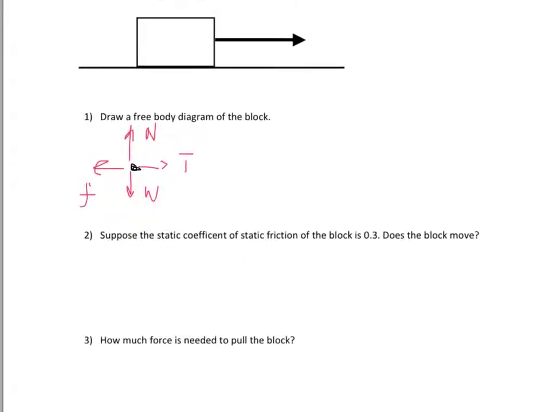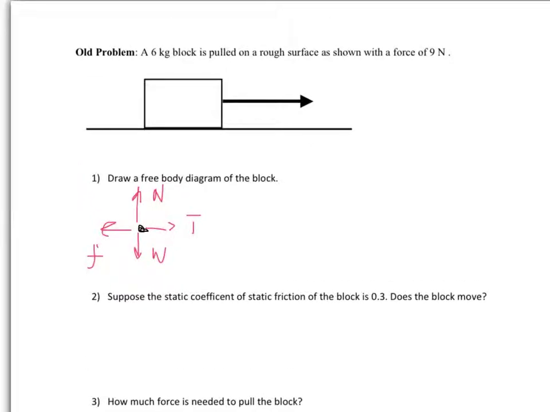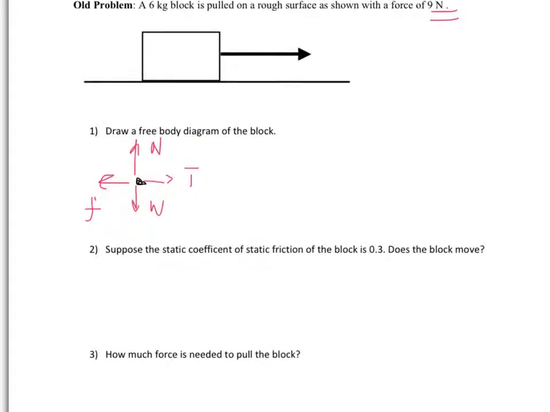And just to remind ourselves, we're pulling with a force of 9 newtons. So if our maximum static friction is bigger than 9, we know the block doesn't move, because if the max static friction is bigger than 9, we need that amount of force to even get it moving in the first place. So here's what I'm going to do: I'm going to go ahead and calculate this right now.